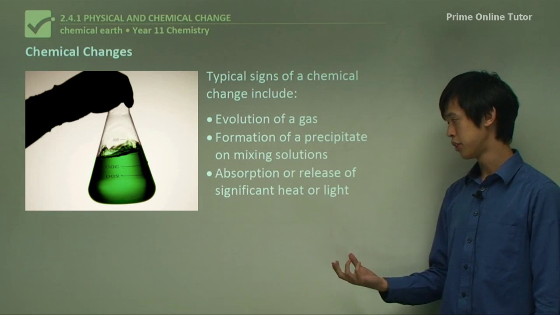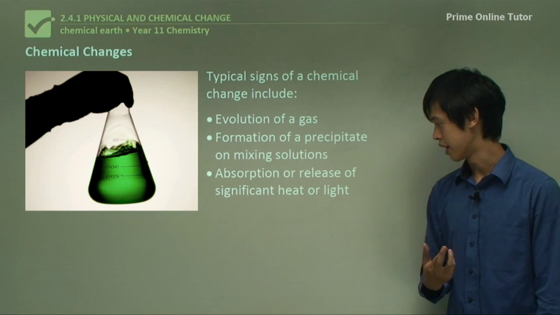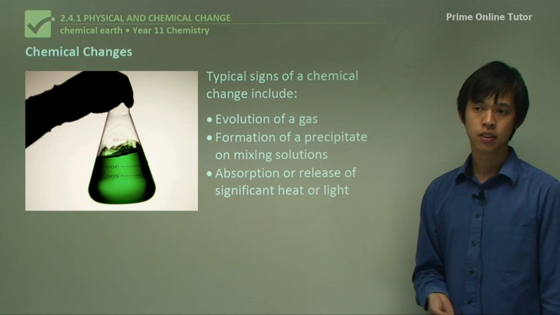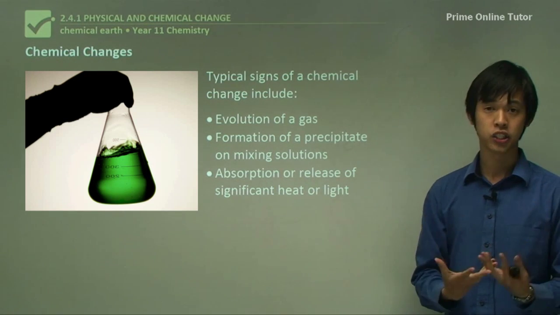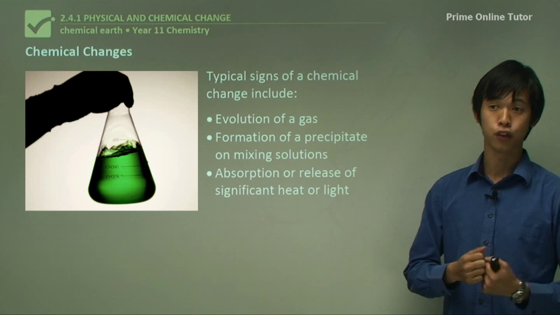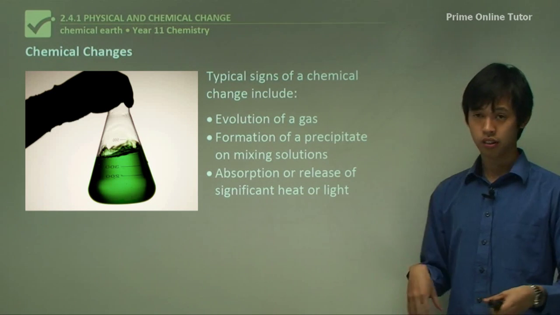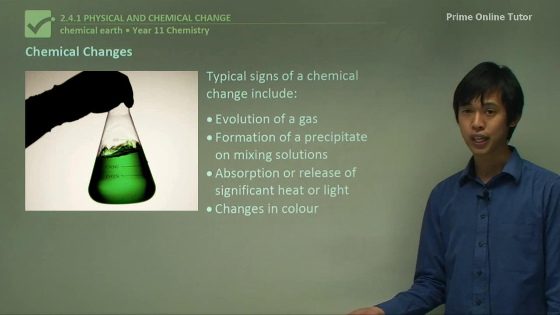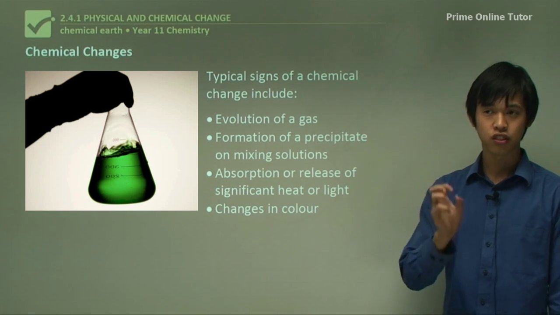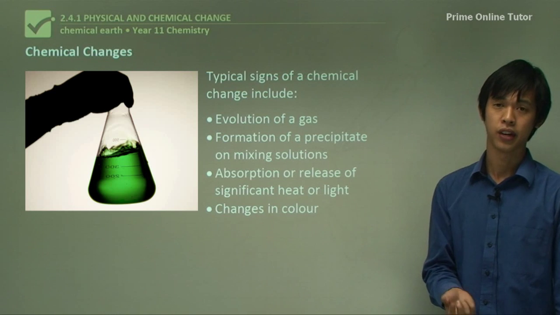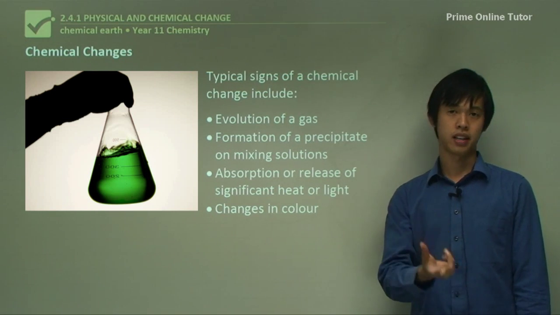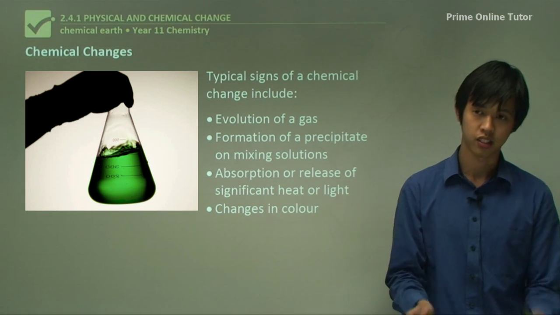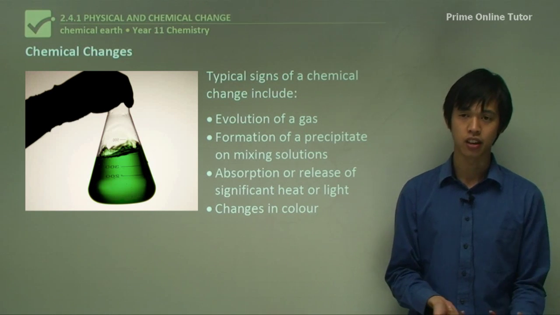The absorption or release of a significant amount of heat or light. So we're talking about combustion. Combustion is a reaction, and it gives off a lot of heat and light. So that's obviously a chemical reaction. Change in color. If something changes from one color to another, we know a chemical reaction has happened. Universal indicator, which detects pH changes, is a really obvious example of that.